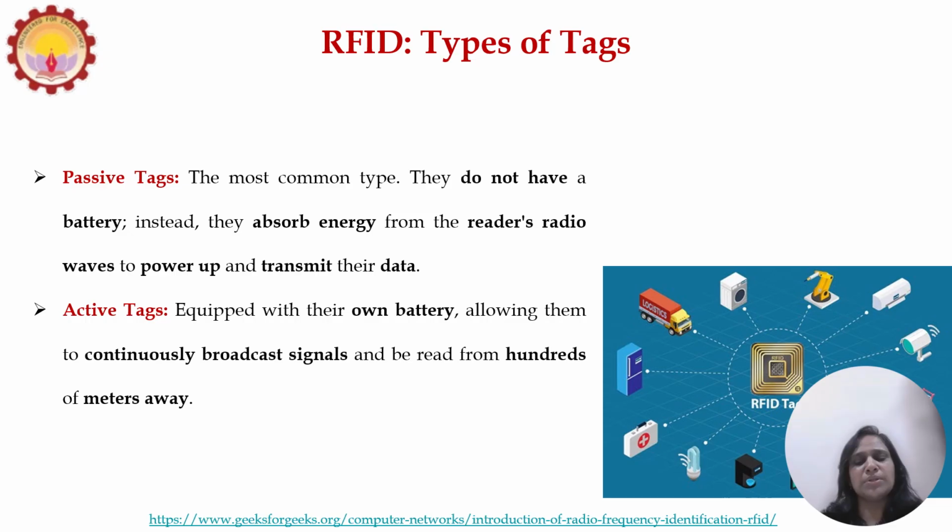Whereas another type is the active tag. It is equipped with its own battery setup, which allows it to continuously broadcast a signal, and it can be read from hundreds of meters away.